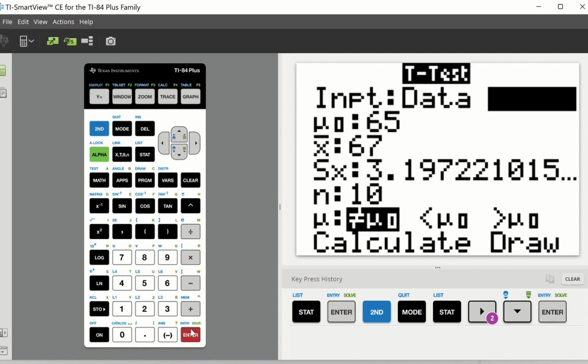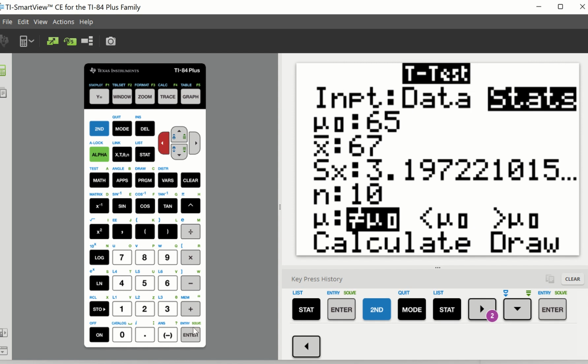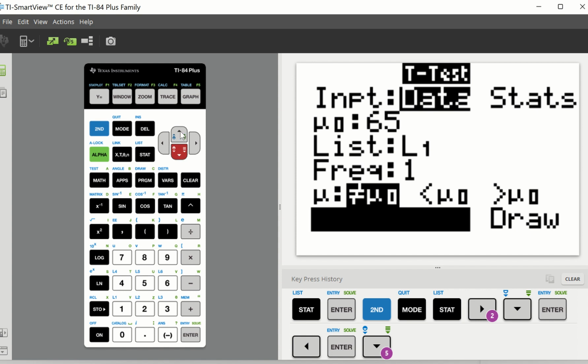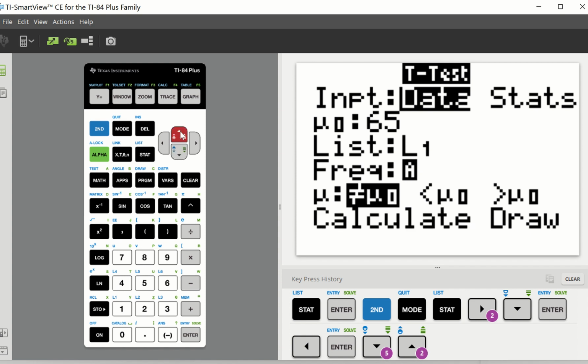Scroll right to tests, and it's option number 2, t-test. Hit enter, and if you entered the data, you would highlight data, hit enter, and enter the parameters here. You would enter the population mean, the list name where you typed in your data, frequency at 1 if it's singly listed data, or if you had frequency also, you would type in the name of the list where you entered the frequency, and then the direction of the test, and then hit calculate. You're able to draw the graph as well if you highlight draw and hit enter.